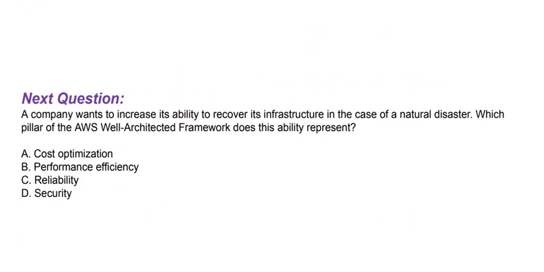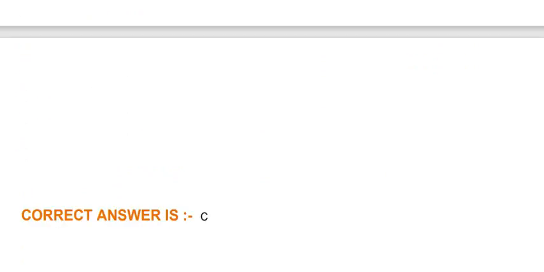Next question is, a company wants to increase its ability to recover infrastructure in the case of a natural disaster. Which pillar of the AWS Well-Architected Framework does this ability represent? Option A, cost optimization. Option B, performance efficiency. Option C, reliability. And option D, security. The correct answer is option C.